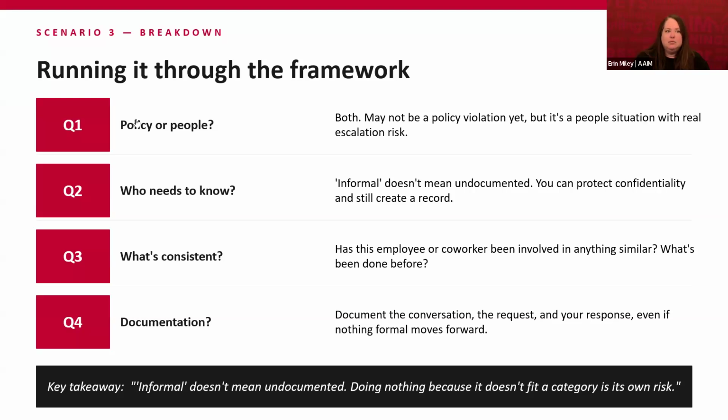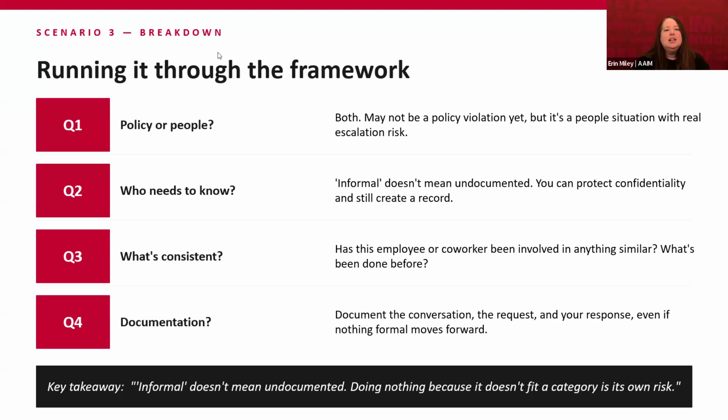What's consistent here? Has this coworker been a problem before? Has the employee raised concerns before? So pattern here is really going to matter as you start going down the rabbit hole. If there's a history on either side, the informal framing around the gray area starts to get a little less gray and more into the black. So it'll get harder to sustain.